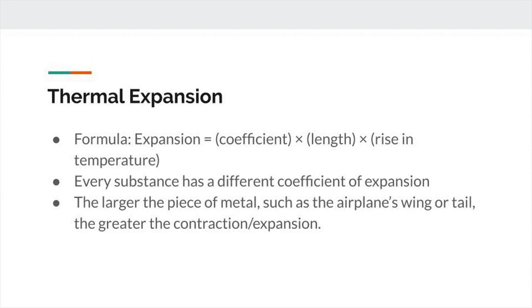Thermal expansion needs to be taken into account when designing a plane because airplanes are usually made out of crystalline solids such as titanium, aluminum, and steel. The larger the piece of metal, such as the airplane's wing or tail, the greater the contraction or expansion. The formula for thermal expansion is expansion equals coefficient times length times rise in temperature. Each substance has its own coefficient of expansion per degree Celsius. For example, aluminum's coefficient is 25 times 10 to the power of negative 6.